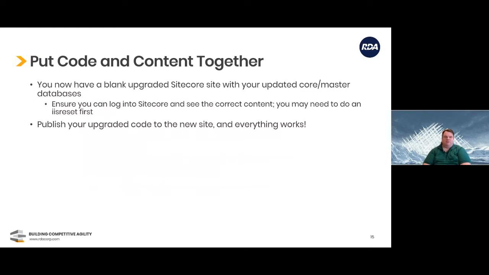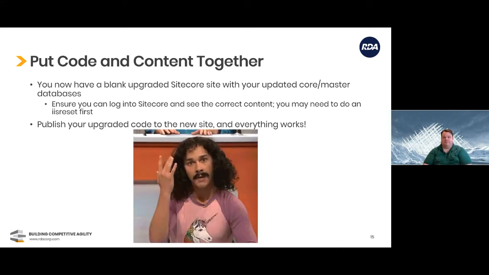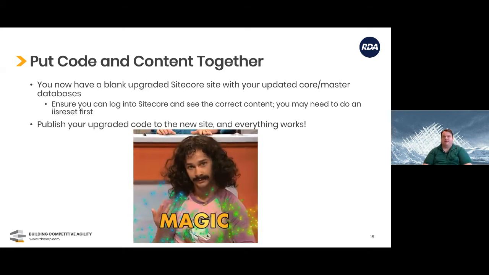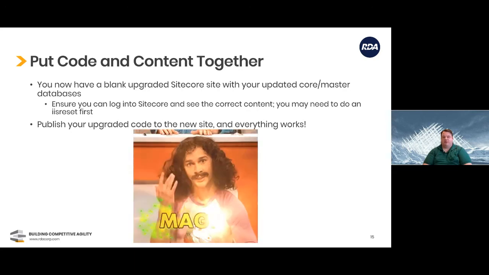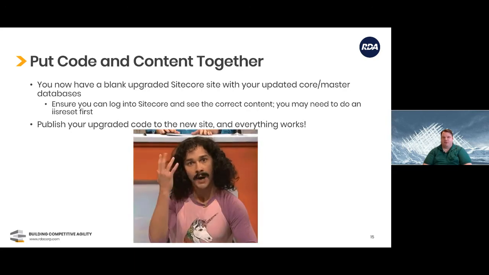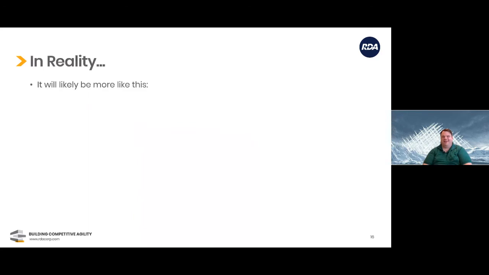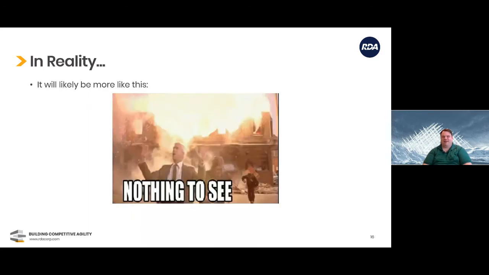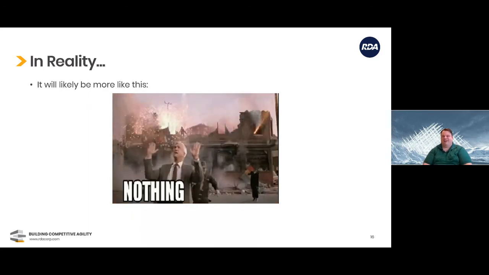So you've got your blank upgraded Sitecore site, and you've got your updated core and master. Make sure you can log in and see the correct content. Once or twice when I've done it, you have to do an IIS reset, locally, or restart the service. You push out your upgraded code to the new site, and of course, everything works just like magic. Okay, if you believe that, I'm going to sell you a bridge. In reality, it's going to be more like this. Everything's fine, nothing to see here.